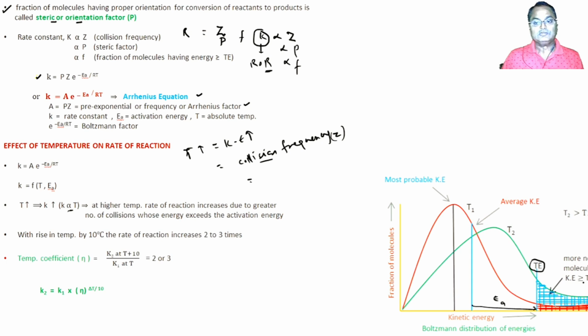It means that the rate of reaction increases, right? Since the number of molecules having energy greater than or equal to threshold energy increases, more molecules perform effective collisions and convert into products. So with the increase in temperature, the kinetic energy of the reactant molecules increases, more molecules exceed the activation energy, perform effective collisions and convert into products. So with increase in temperature, the rate of reaction increases, or we can say the magnitude of the rate constant increases.